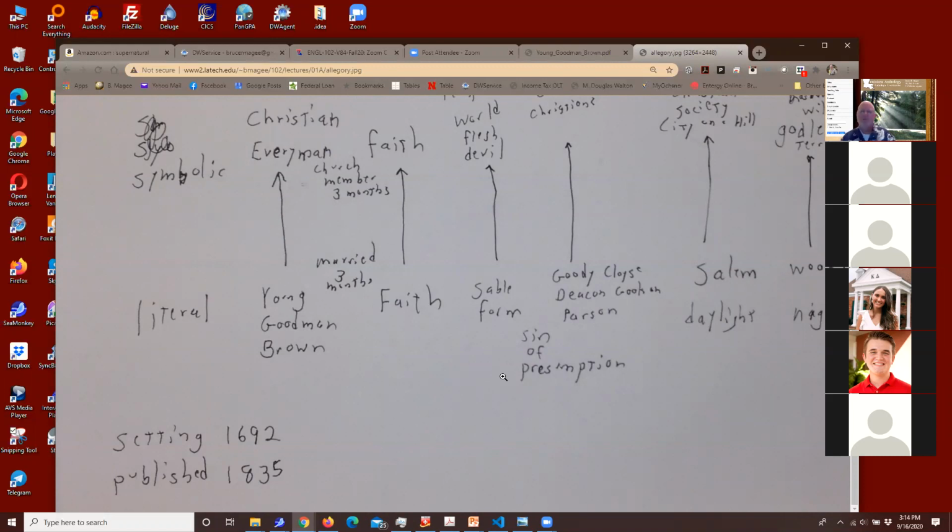am. Remember the temptation of Christ when he was taken up on the temple, and Satan told him to jump off, and God's angels would hold him up. And he said, thou shalt not tempt the Lord thy God. Young Goodman Brown is tempting the Lord his God. He's going out to search out for temptation, which we never do. It's not a wise thing to do.